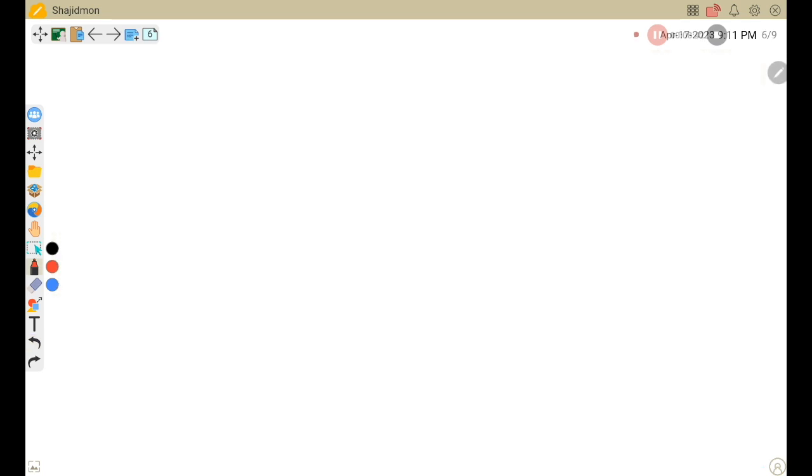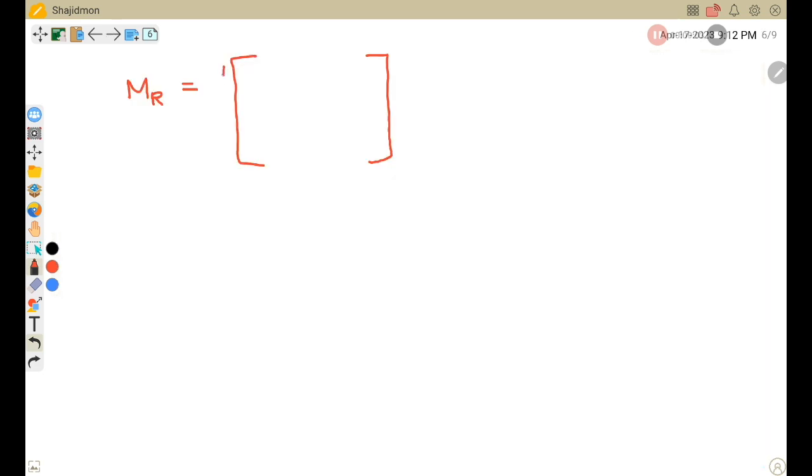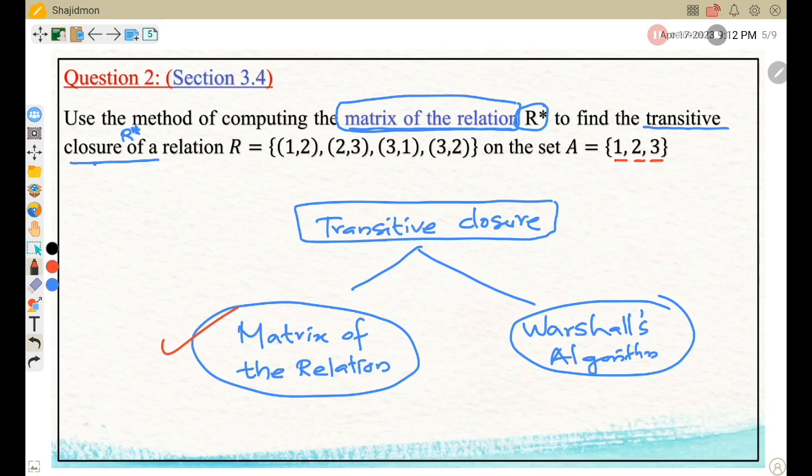First, represent our relation by using a matrix. That is the first step we need to do. Write the matrix of the relation MR equal to. You know how to do the matrix of the relation, we already did one question just before. You can see the set here: 1, 2 and 3. So I am writing 1, 2 and 3 here, and 1, 2 and 3 here. Now represent the relation by using a Boolean matrix.